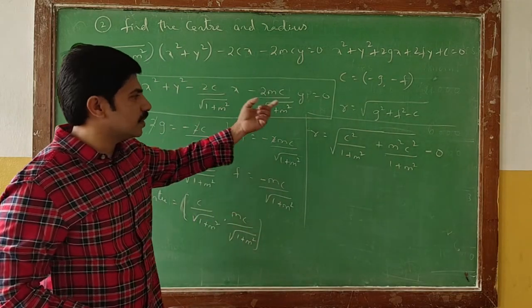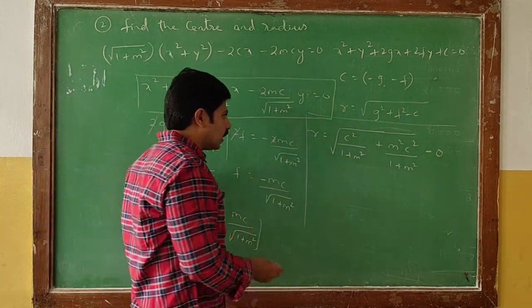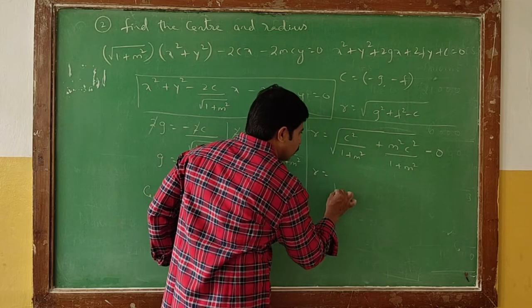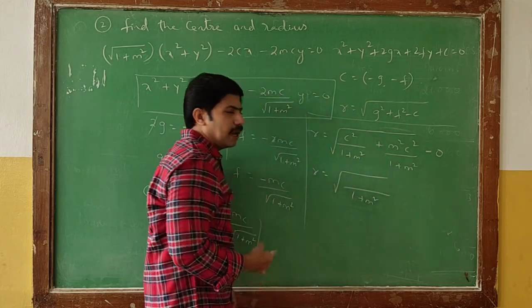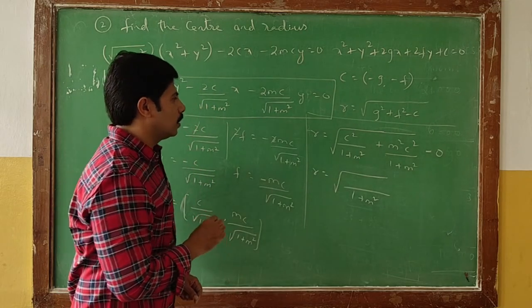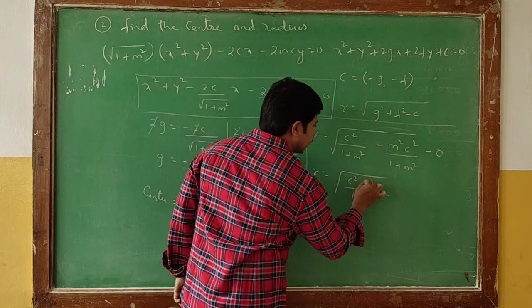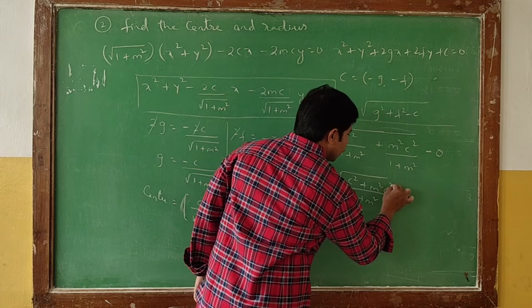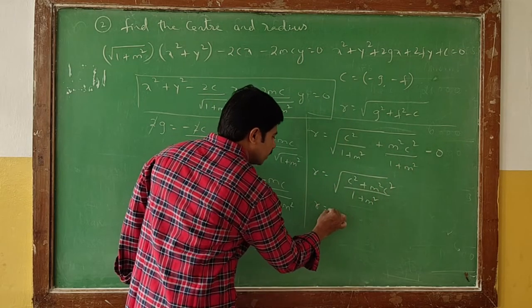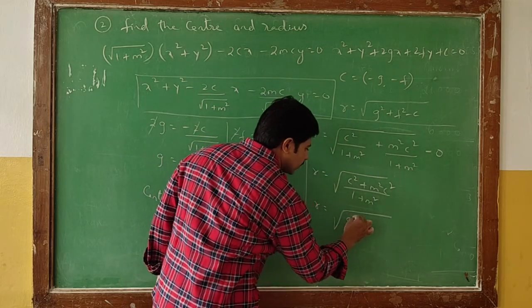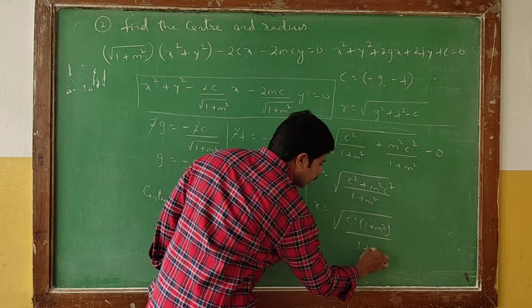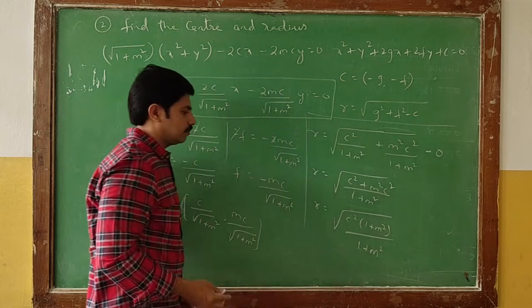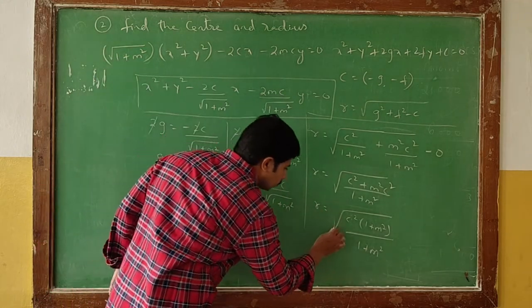So from the equation, the c value is zero. Now I'll simplify this. r is equal to under root of, the common denominator is 1 plus m square. So just write the numerator, c square plus m square c square. So r is equal to under root of c square common. So we get 1 plus m square by 1 plus m square in the root. So everything is in the root.